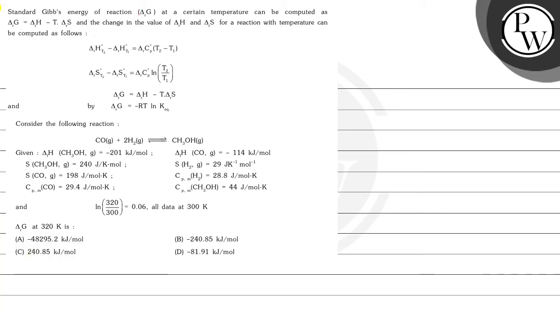Question says standard Gibbs energy of reaction at a certain temperature can be computed as del G is equals to del H minus T del S, and the change in the value of del H and del S for a reaction with temperature can be computed as follows. Del H T2 minus del H T1 is equals to del Cp T2 minus T1, and del S T2 minus del S T1 is equals to del Cp ln T2 by T1. Del G is equals to del H minus T del S, and del G is equals to minus RT ln K equilibrium. Consider the following reaction.